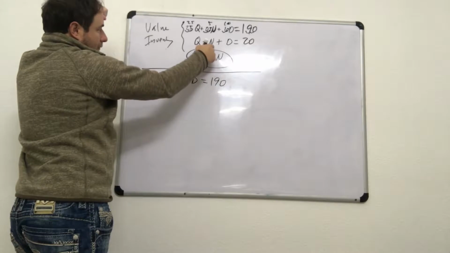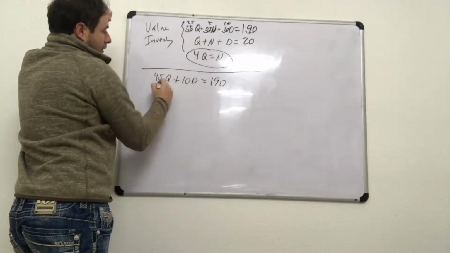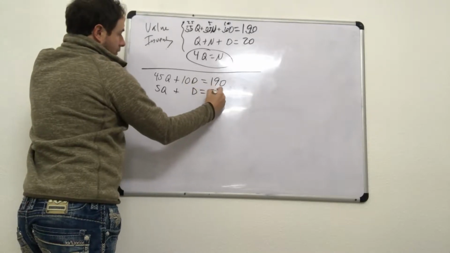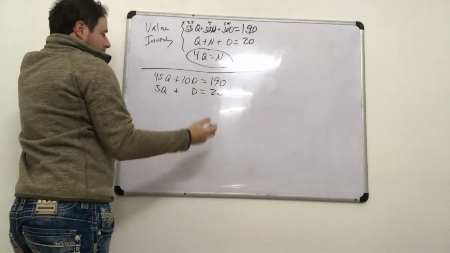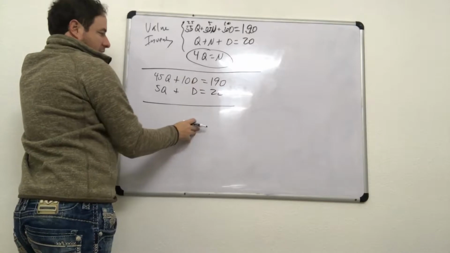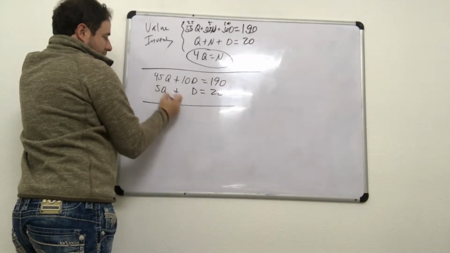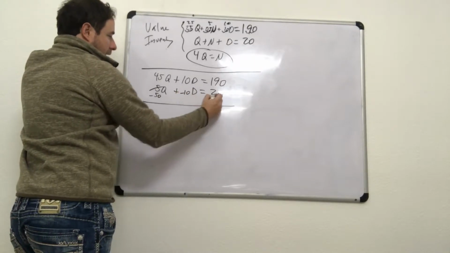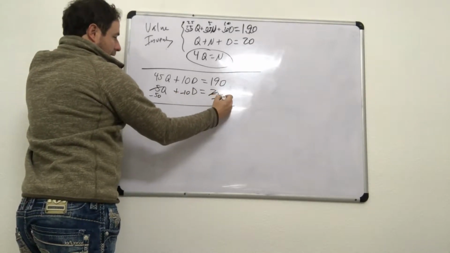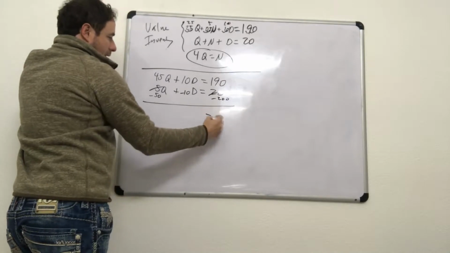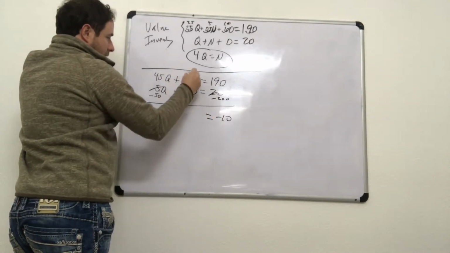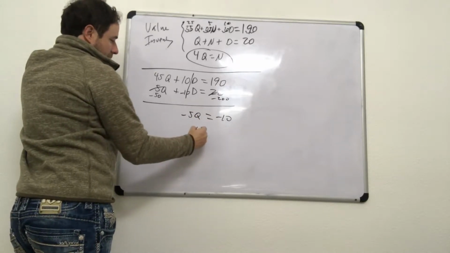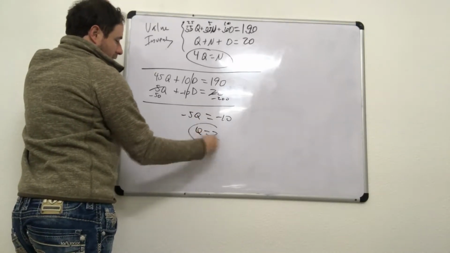Same thing for right here, 4q becomes 5q plus d equals 20. And you could plug this in to use system of equations. You can also multiply this times 10, so you get negative 50, negative 10, and negative 200. And that makes it really easy. When this goes out, you get negative 5q equals negative 10, q equals 2.